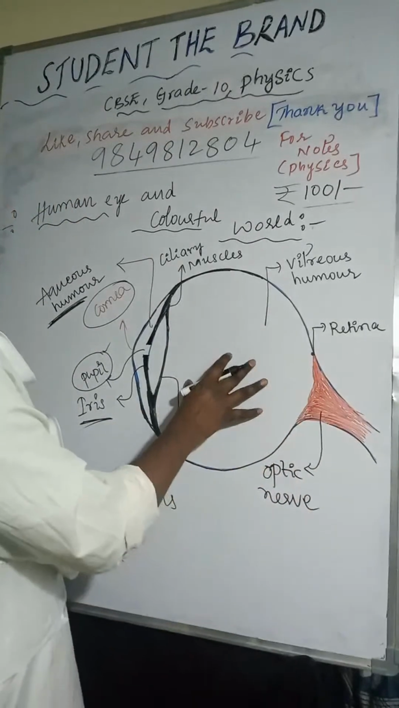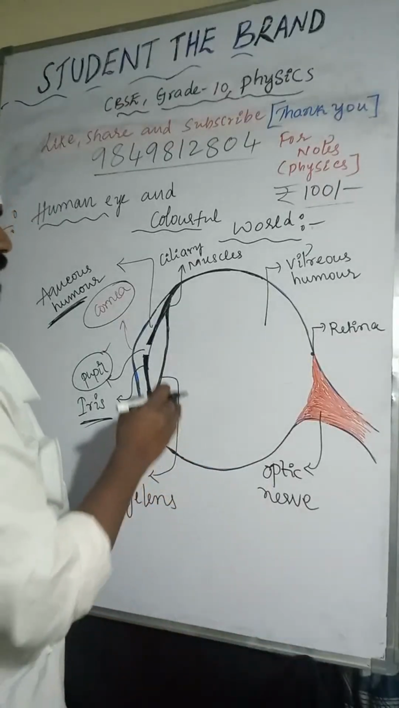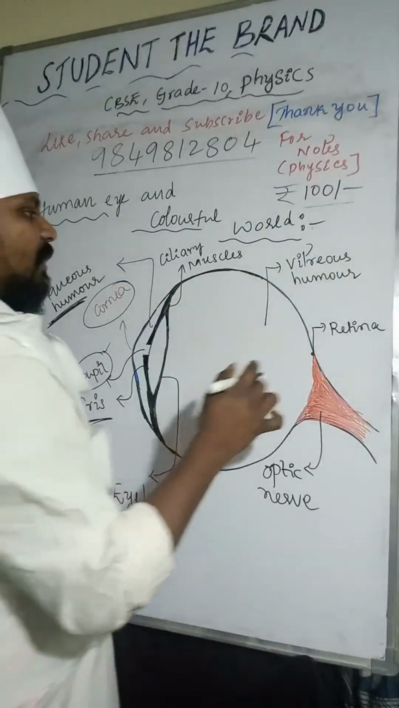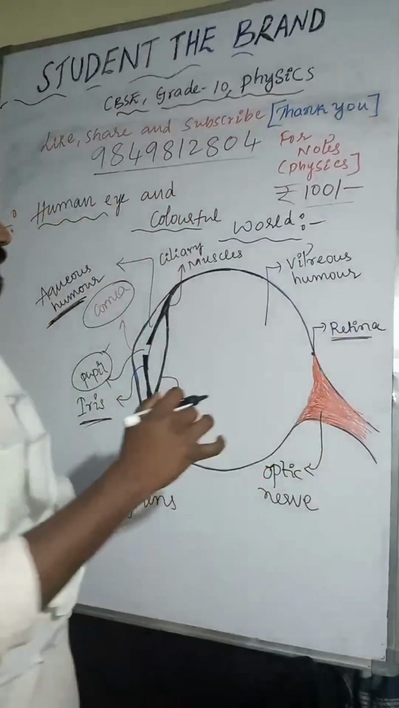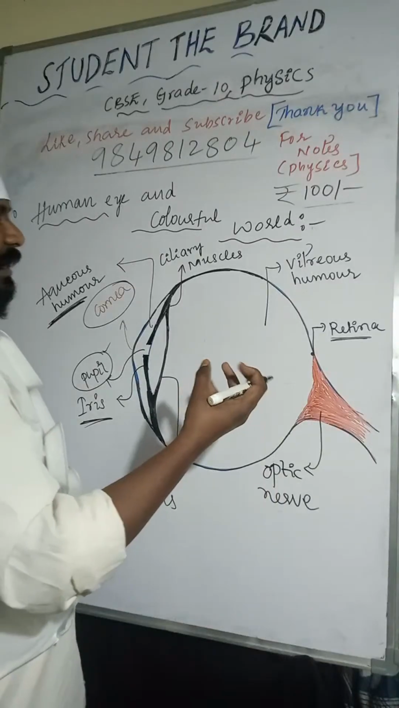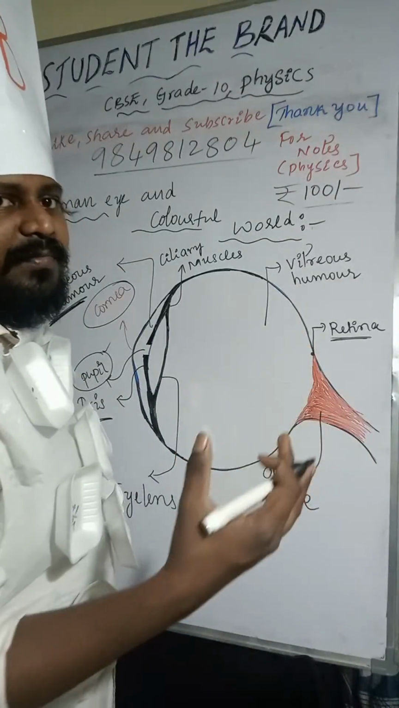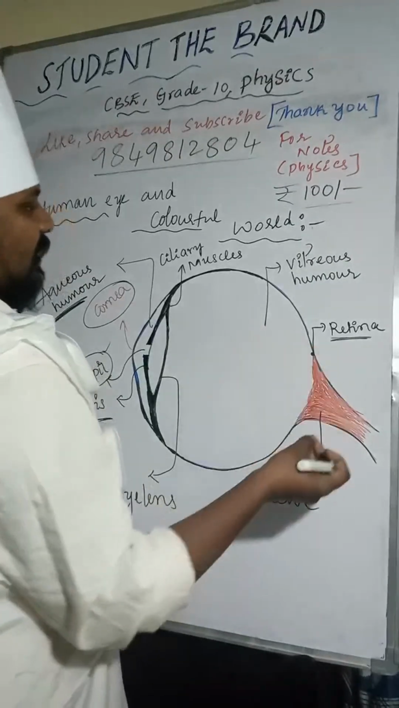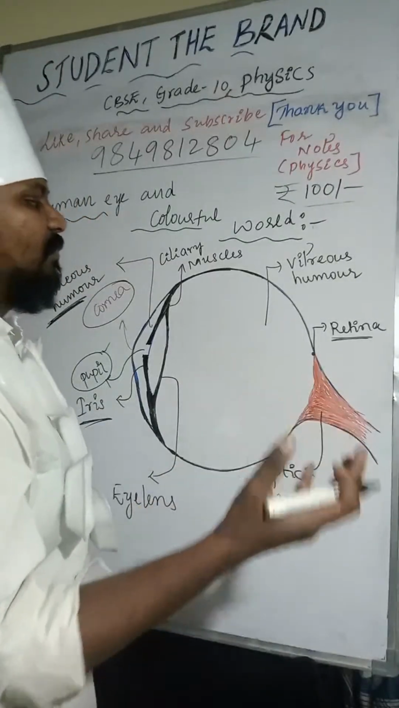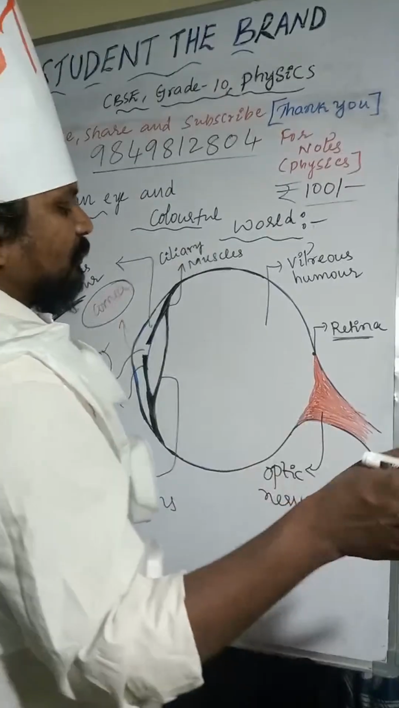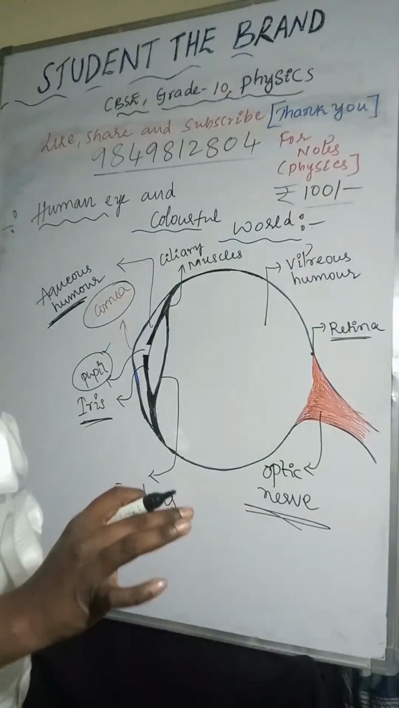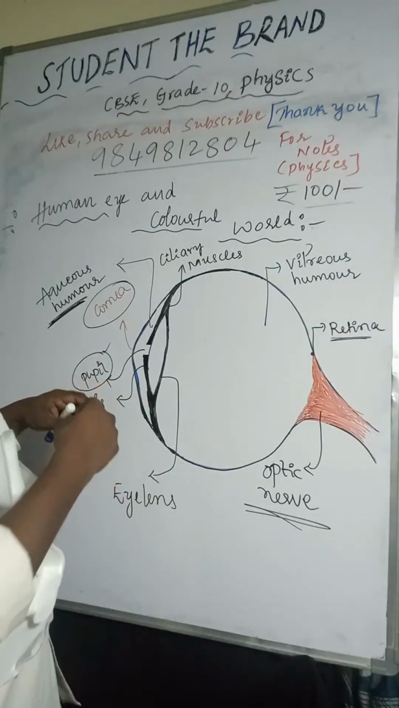Coming to the vitreous humor, it is a jelly-type liquid present between the lens and the retina. This entire portion is filled by the vitreous humor. Coming to the retina, the retina is a light-sensitive screen where the light rays meet and form an image. What type of image will form? A real and inverted image will form at the retina. That is converted into electrical signals, electrical impulses, that reach the brain through the optic nerve. The optic nerve carries the electrical signals to the brain. So this is about the parts and function of the human eye.